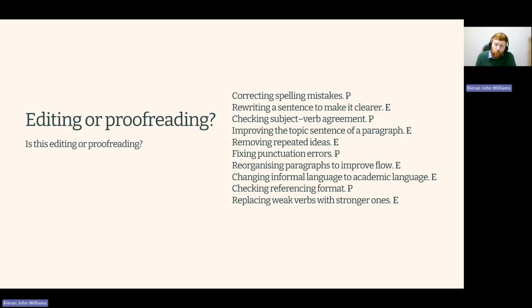And lastly, replacing weaker verbs for stronger ones. This is editing because you are trying to strengthen your argument.